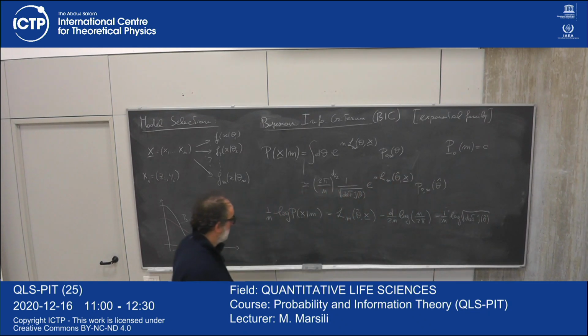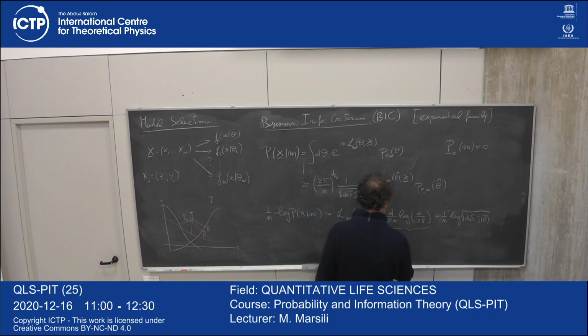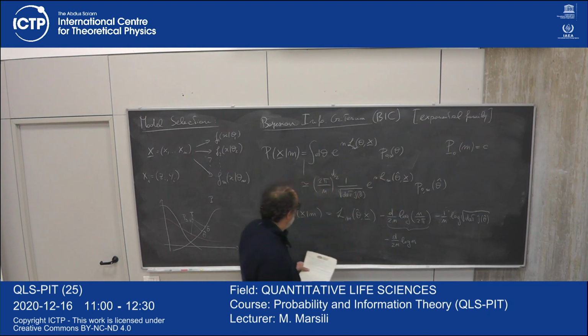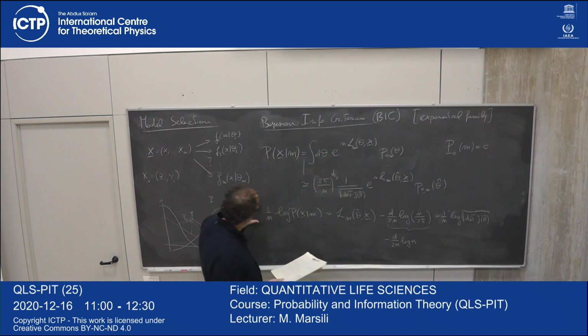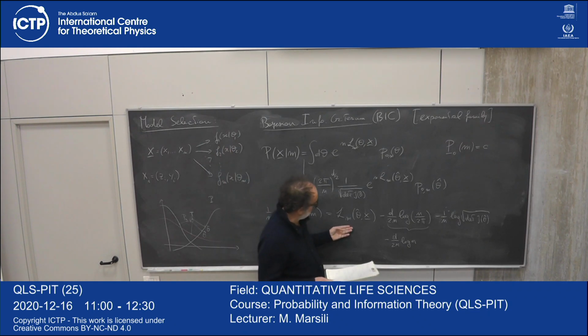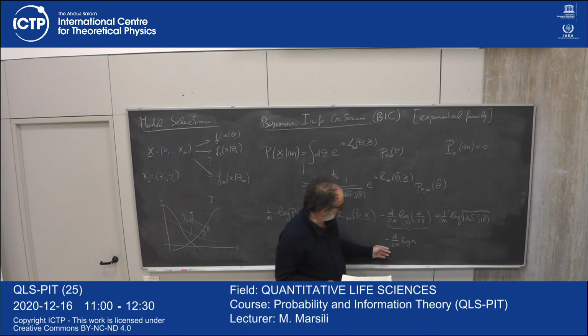Very good. So essentially you see that the leading term here is a term which is minus d over 2n times log n. According to the Bayesian Information Criterion, if you want to choose between the different models, you should compute the likelihood at the maximum, and then subtract a term which is minus the number of parameters divided by 2n times log n. Okay? So this only depends on the number of parameters.